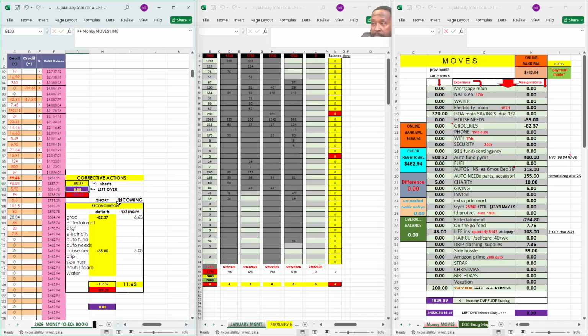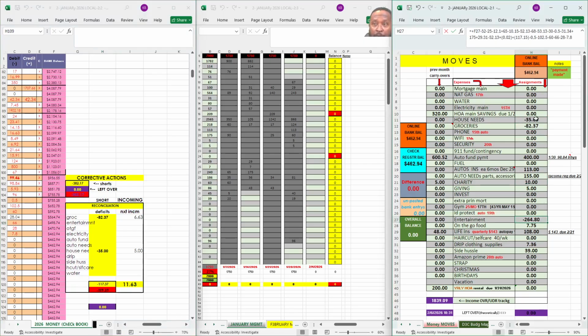So enter, and it says, okay, the total amount of shorts that I show on my moves spreadsheet is negative 382.17. Now, here in the reconciliation box, I want to individually determine what those amounts belong to as far as the expenses. So I know that one was grocery, one was house needs, and one of them is entertainment.